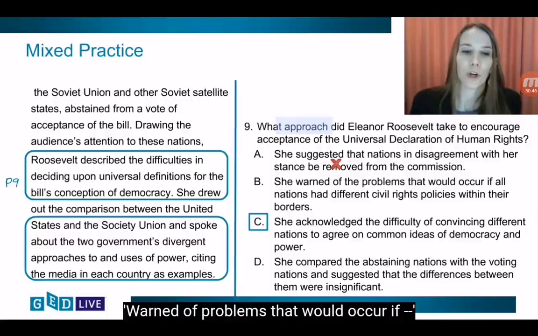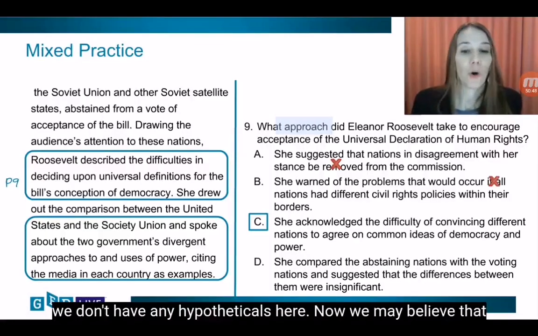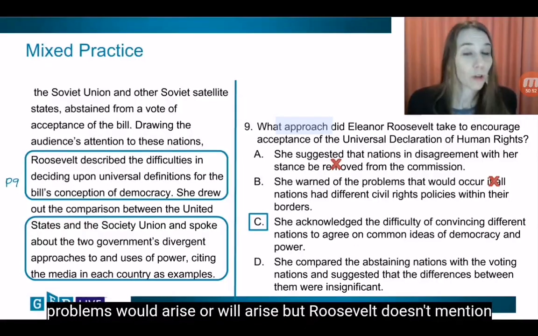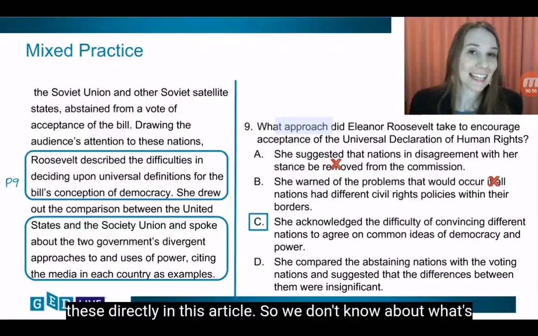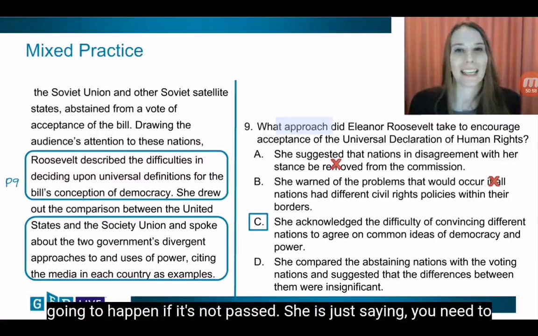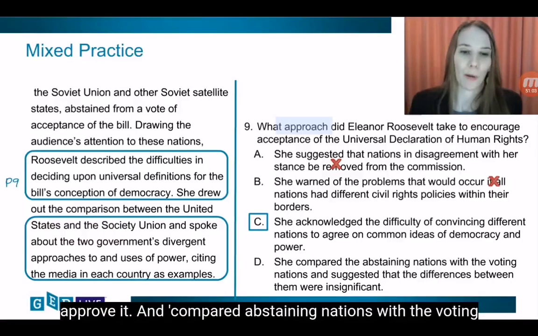Warned of problems that would occur if... We don't have any hypotheticals here. Now, we may believe that problems would arise, but Roosevelt doesn't mention these directly in this article. So we don't know what's going to happen if it's not passed. She's just saying you need to approve it.